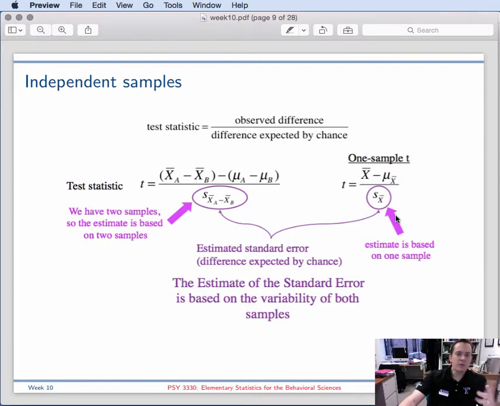Now, standard error we know how to compute. In the one sample case, it's very easy. You take the standard deviation and you divide by the square root of the sample size. Okay, we've been doing that for several weeks now.